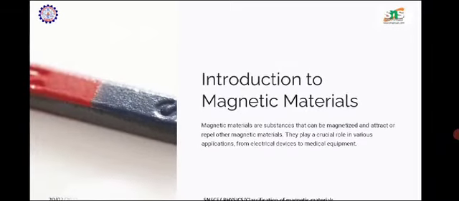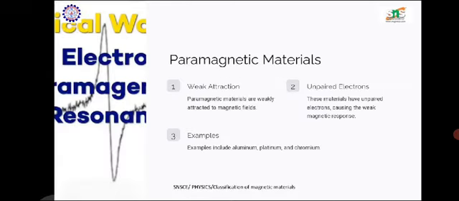So next, the classification of the magnetic materials. They can be classified into three categories: paramagnetic materials, diamagnetic materials, and ferromagnetic materials.